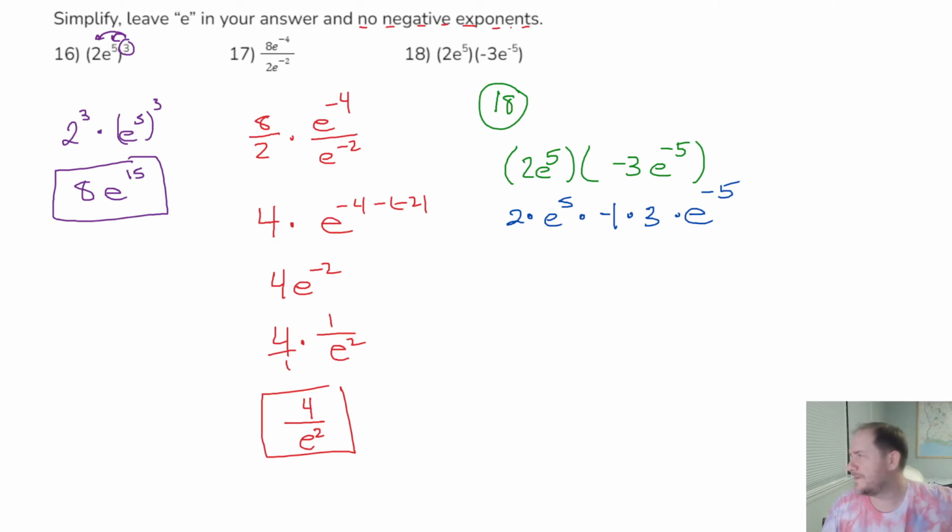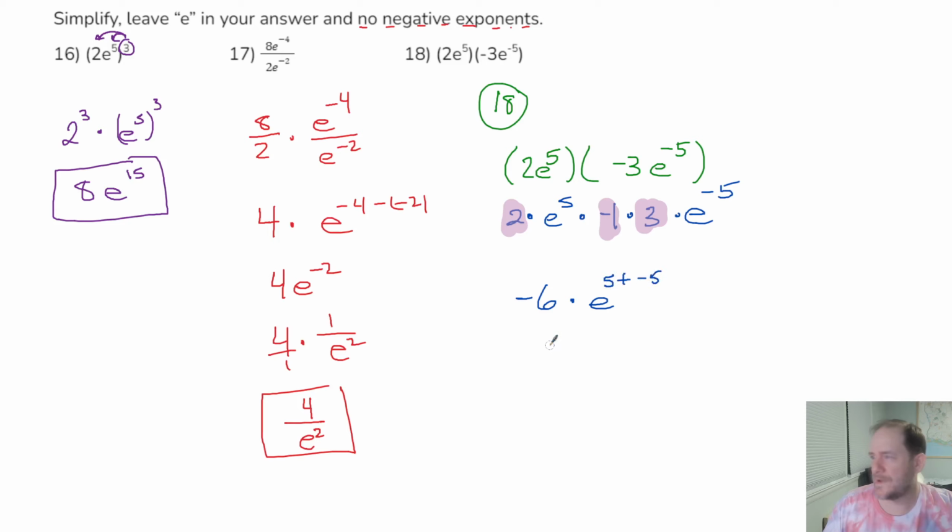And once you kind of separate everything out, I see whole number, whole number, whole number. So I certainly want to just multiply all that together to get back to a negative 6. Then I see e to the 5th times e to the negative 5th. Pretty sure the rule for that is keep the base and add the powers. But that gives me negative 6e to the 0, which is just going to be negative 6 because it's negative 6 times 1.